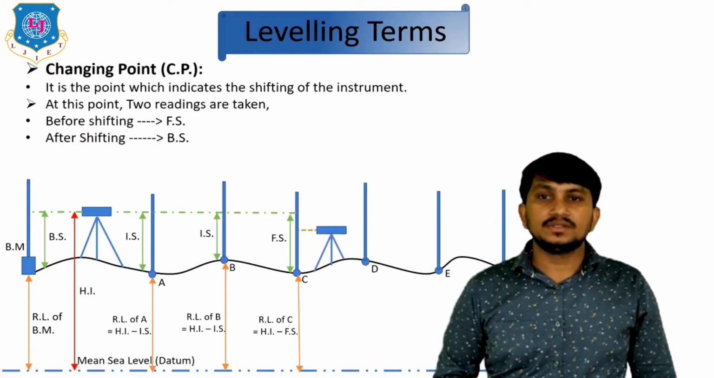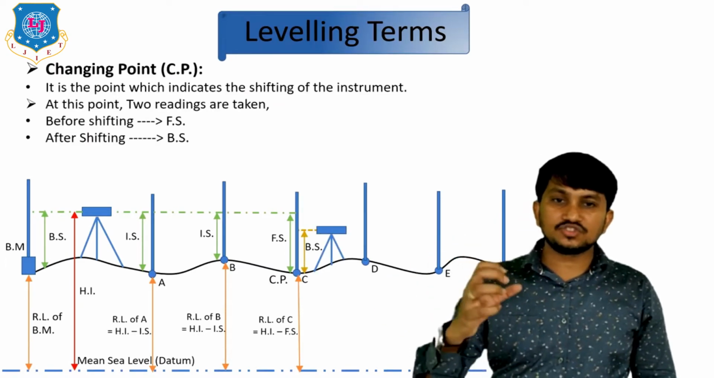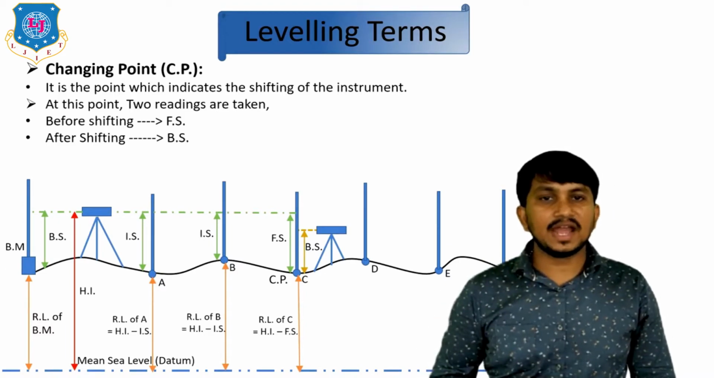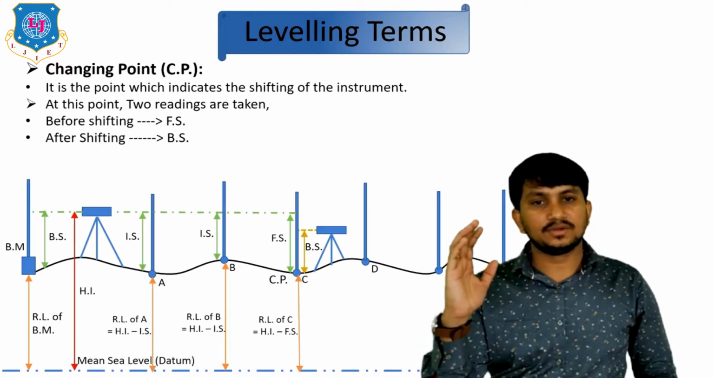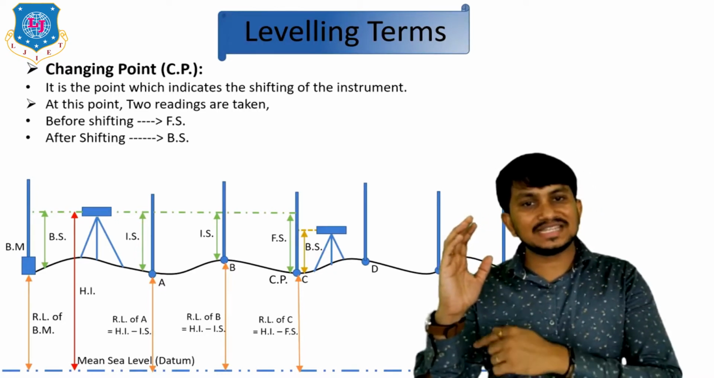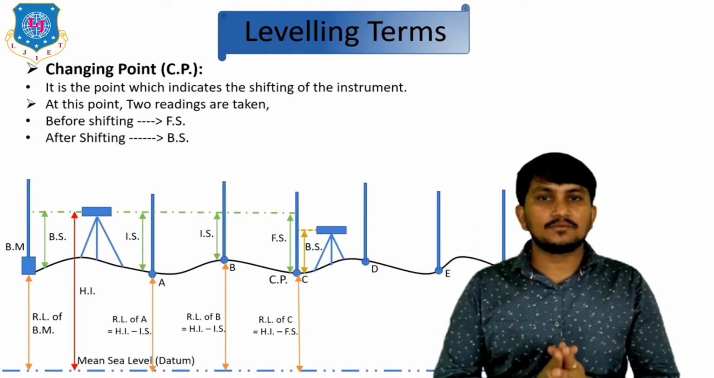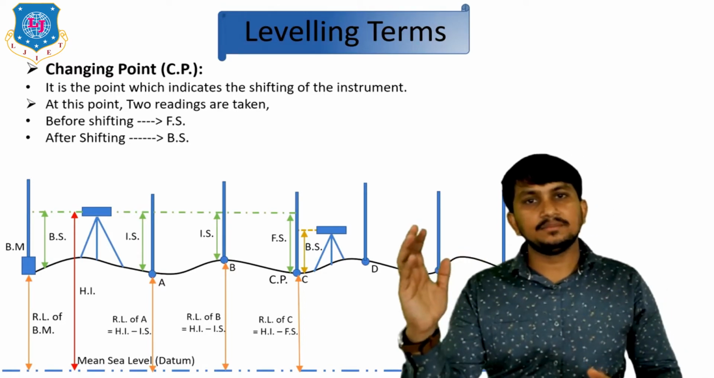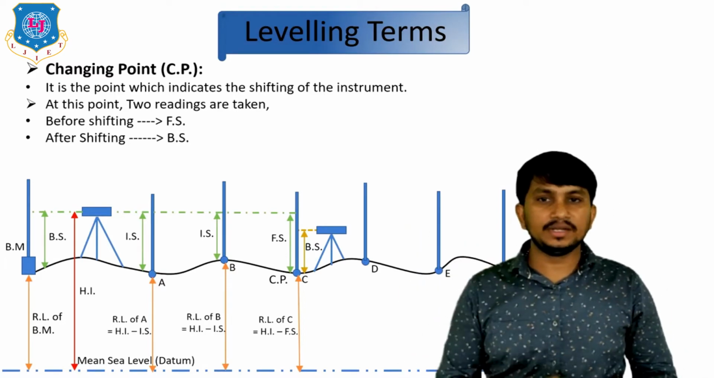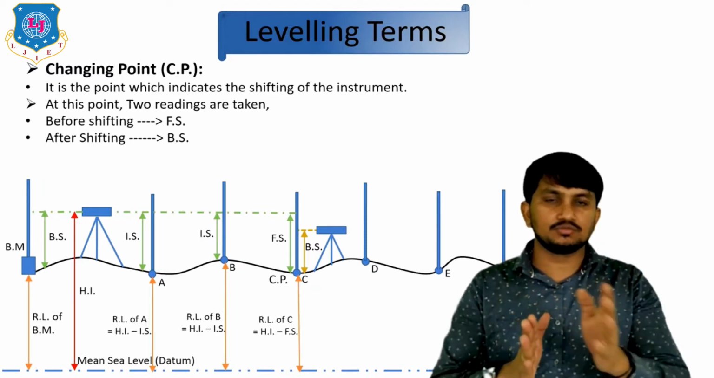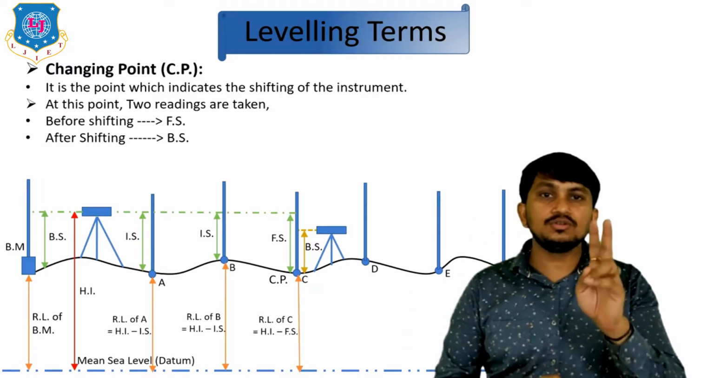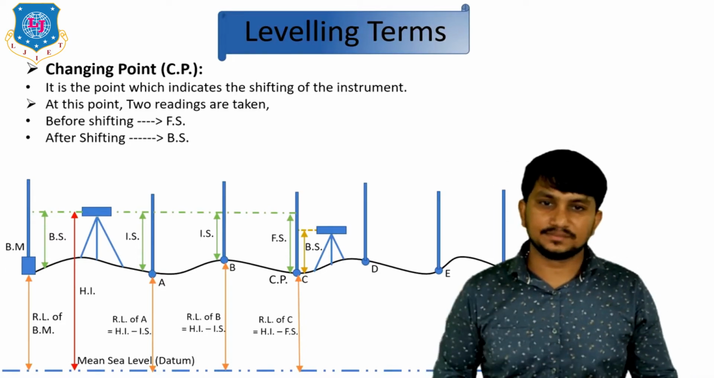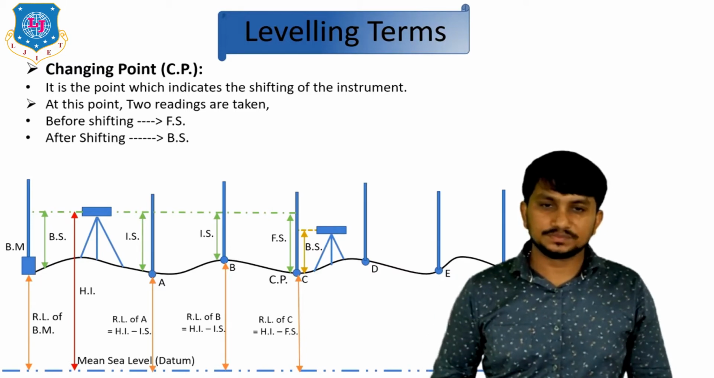Okay. So, what is changing point? After shifting the instrument, we have to take the first reading at the last staff reading, which is at C. So C is having two readings. For the first setup, it is FS, and for the second setup, it is BS. So what is changing point? It is the point which indicates the shifting of the instrument. At changing point, two staff readings are taken. Before shifting, it is FS, and after shifting, it is BS. So it is called a changing point.